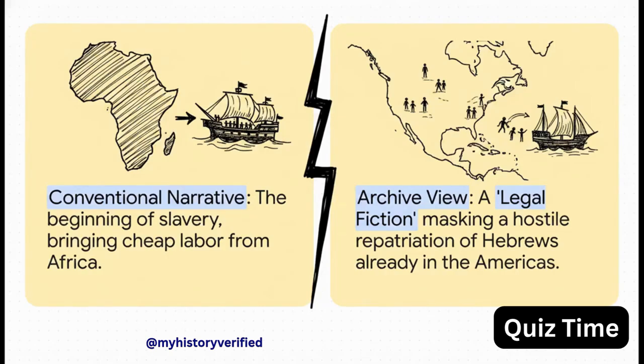This slide lays out the core argument pretty clearly. On one side, you have the conventional history of 1619, the beginning of African slavery in America. On the other, you have the archive's view, that this was a legal fiction. The claim is that it wasn't about bringing cheap labor from Africa, but was a cover for a hostile repatriation, essentially the rounding up of Hebrew people who were already living in the Americas.